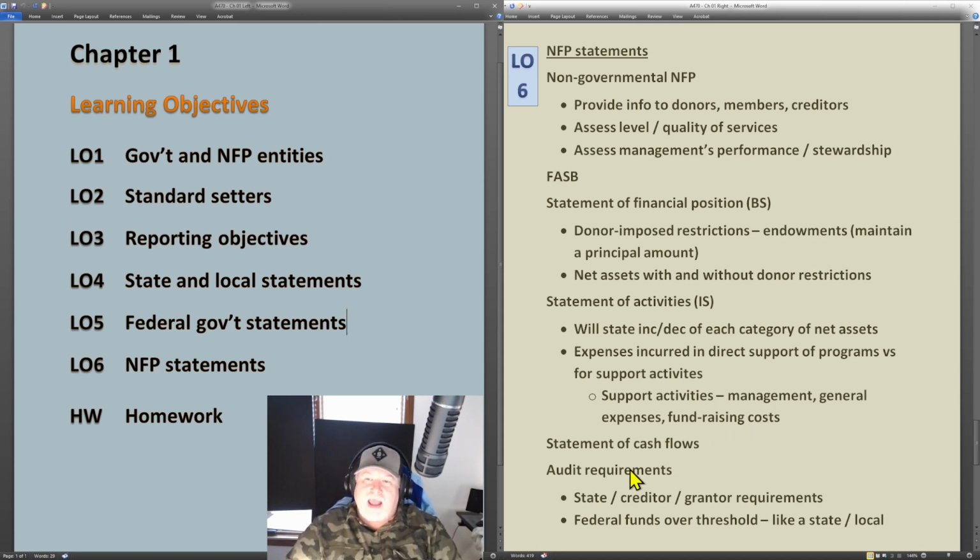And then there's the statement of cash flows. Cash management is important in any type of business, any type of organization. So there will be a statement of cash flows.